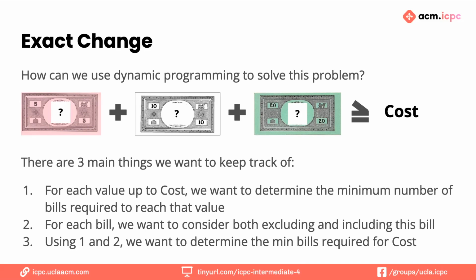That's our columns in the table. Then for our rows, the second dimension we're building up is usage of each bill. For the first row, we consider only using the first bill. Then as we go down, we consider excluding or including the next bill in our final combination of bills that we'll use to pay for the item. Using both of these concepts, we'll be able to determine the minimum bills required to pay for a value of the given cost. That's the last row of our table, once we've considered using every single bill and how many bills would be required to reach each value up to our cost.